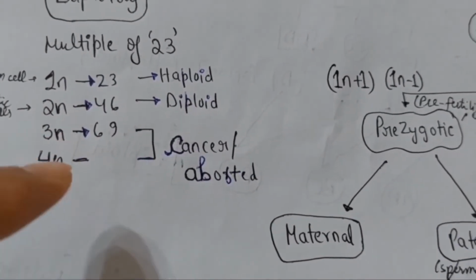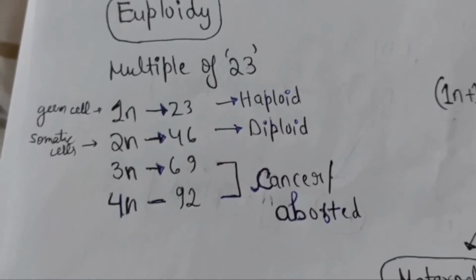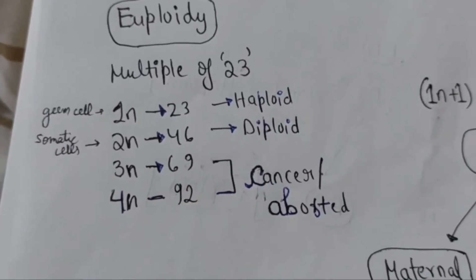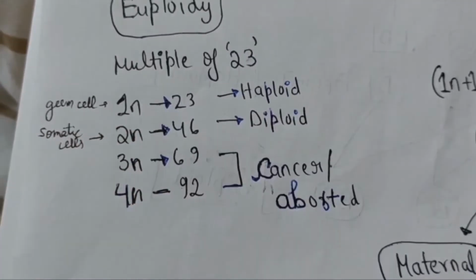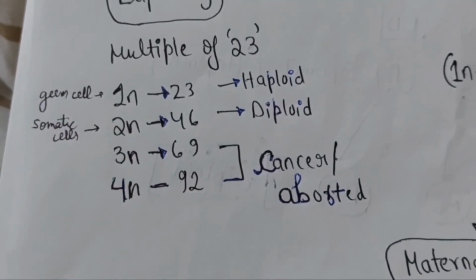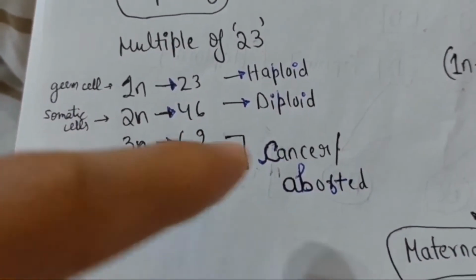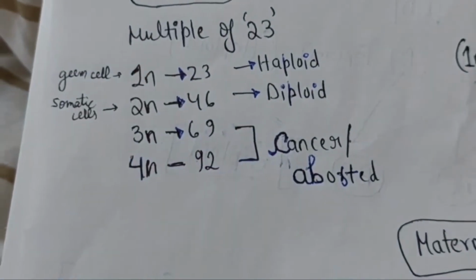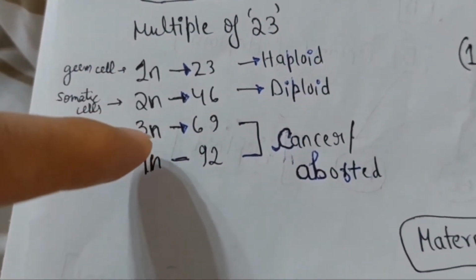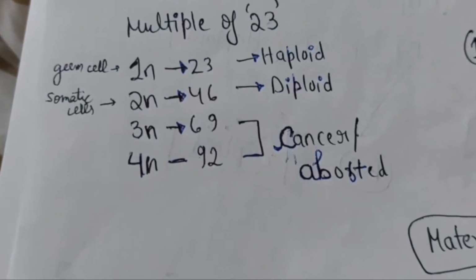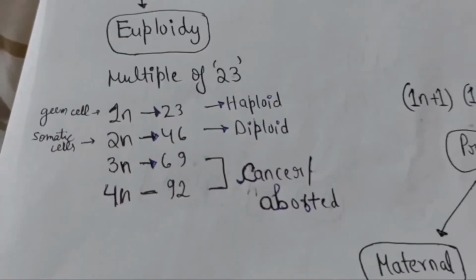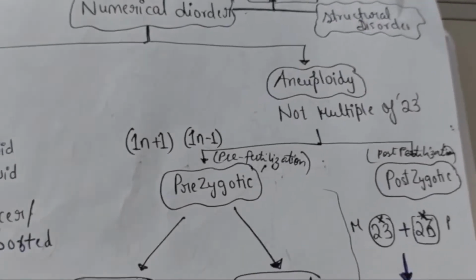3n is 69 chromosomes, and 4n is 92 chromosomes, and 3n and 4n together are called polyploidy. 3n and 4n are usually seen in cancer cells, or if there is a fetus which has 3n or 4n, it is usually aborted and it dies even before it is born. Then we move on to aneuploidy.